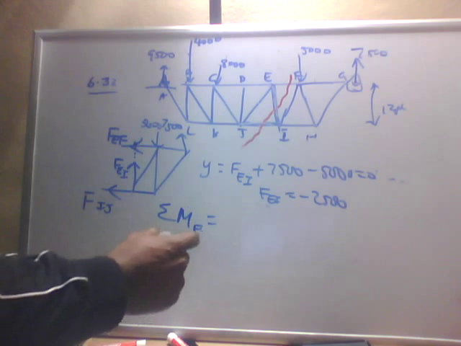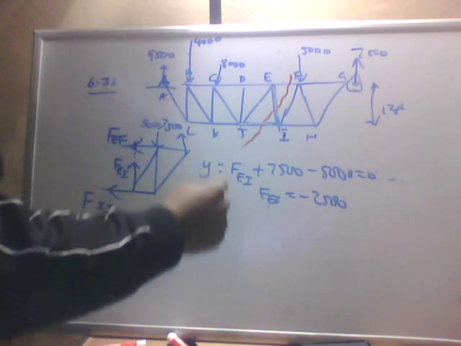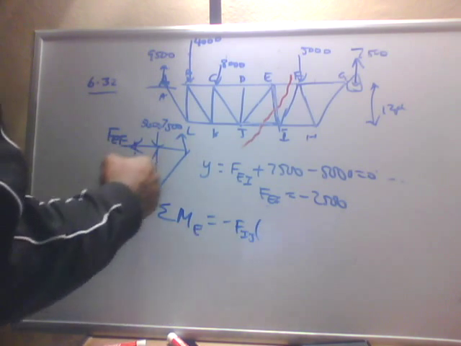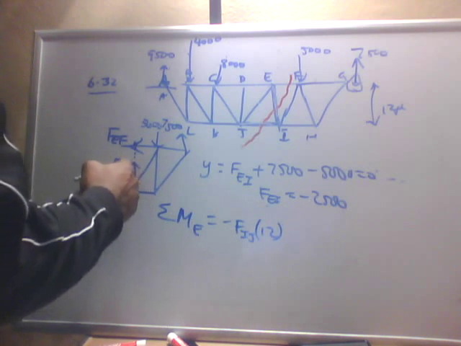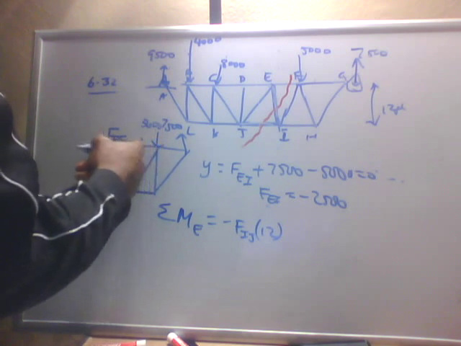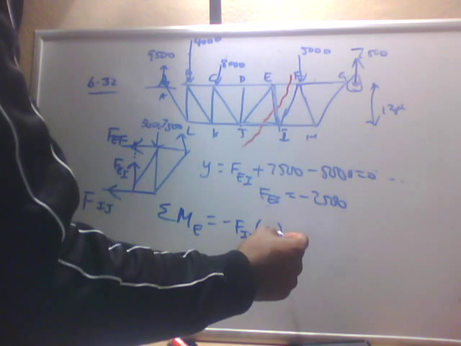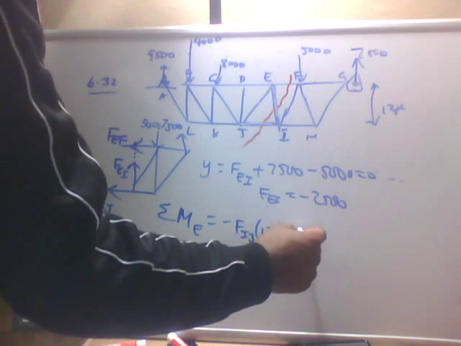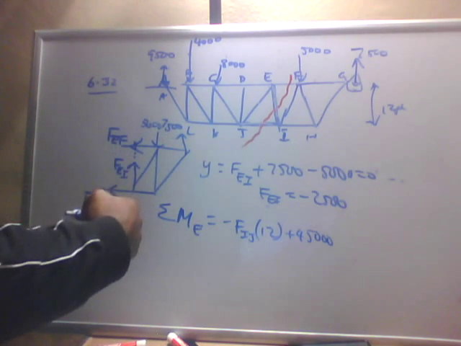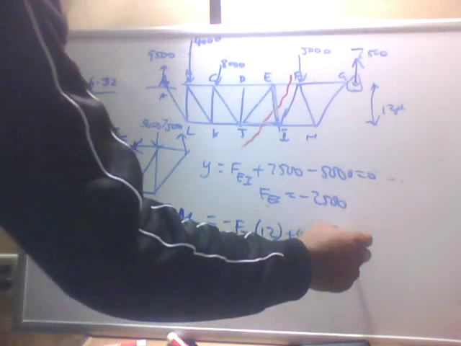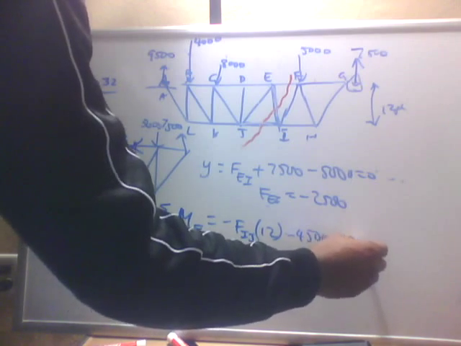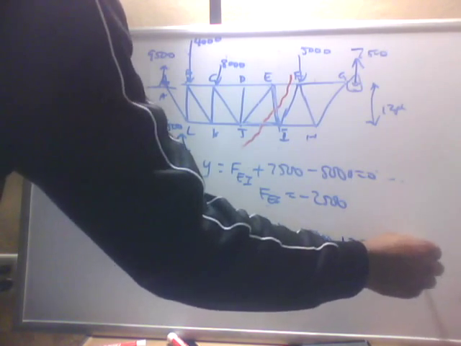And that gives me FIJ is clockwise, so negative FIJ times that distance, which is 12. This is 0 because it goes through E. 0 because it goes through E. This is 5,000 times 9, and it's clockwise also, so negative 45,000. Anti-clockwise, 7,500 times 18. Positive 7,500 times 18 equals 0.